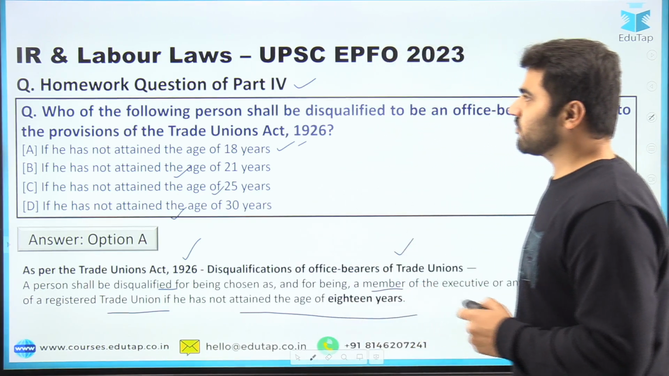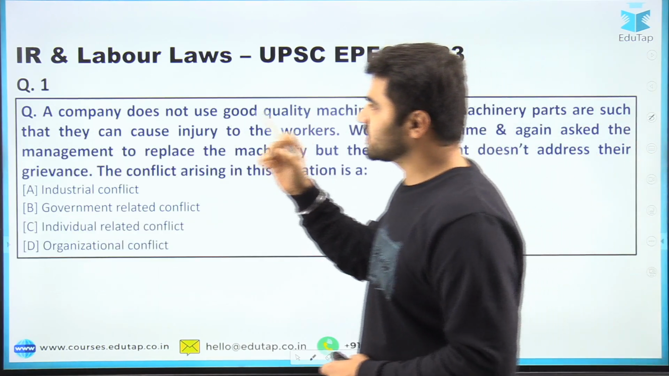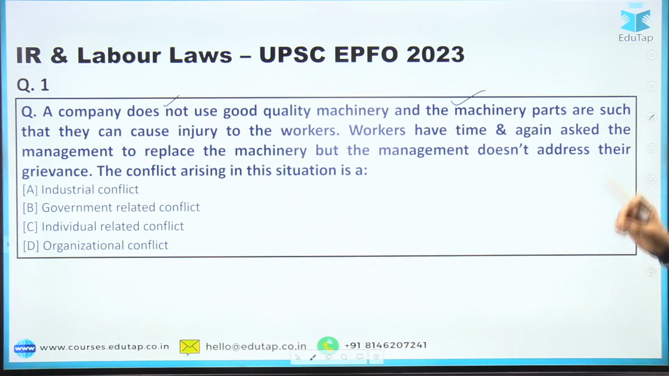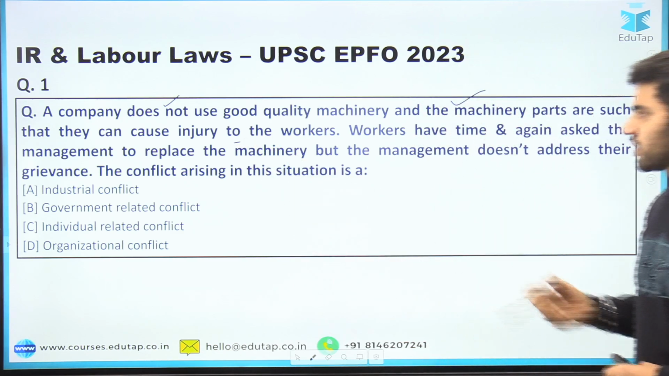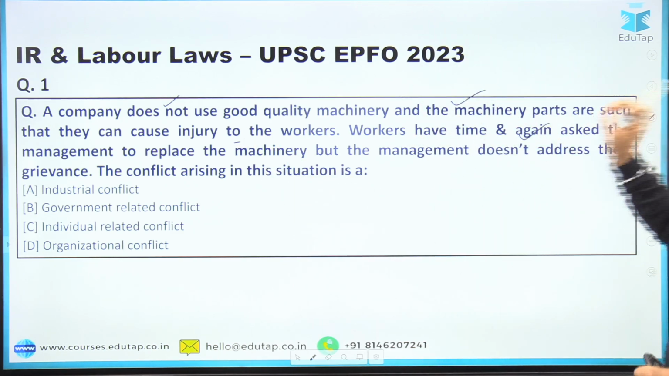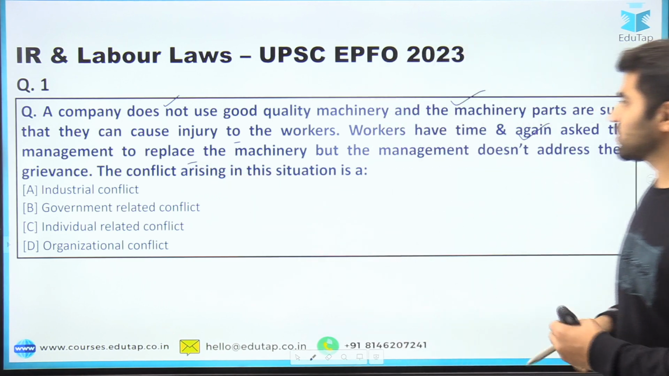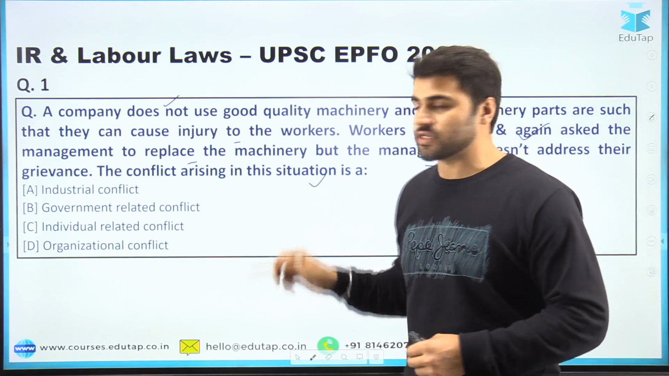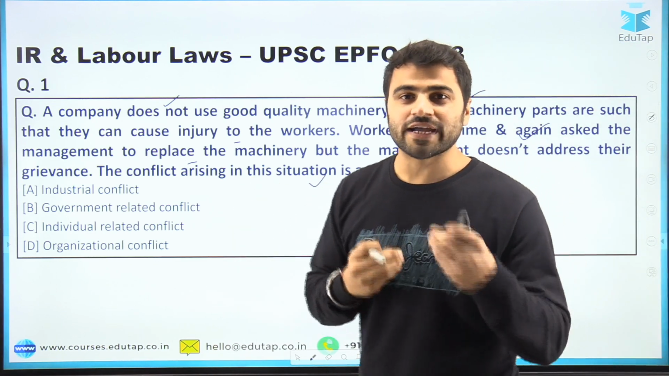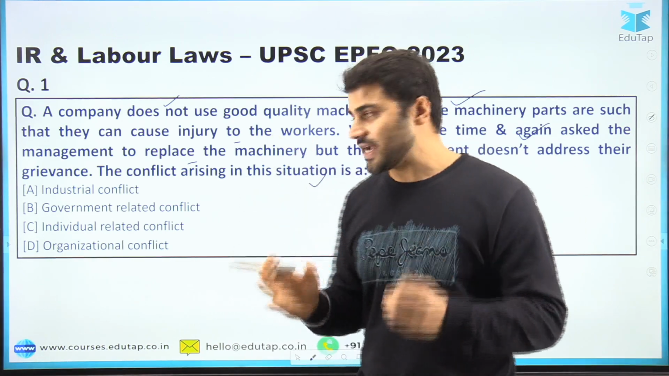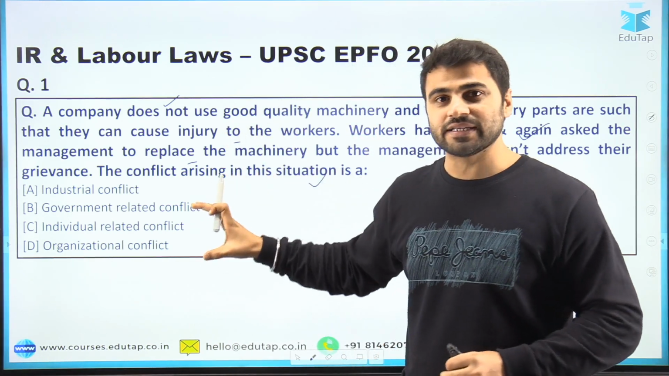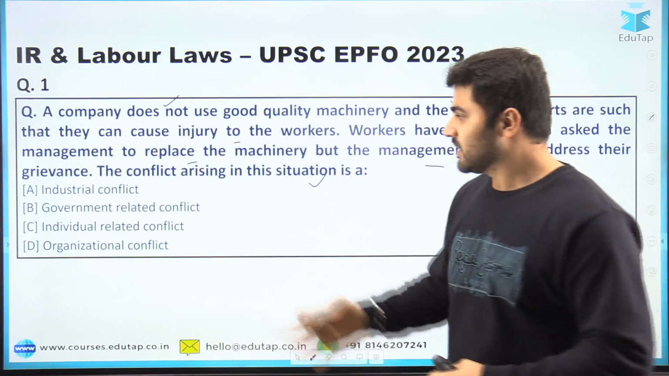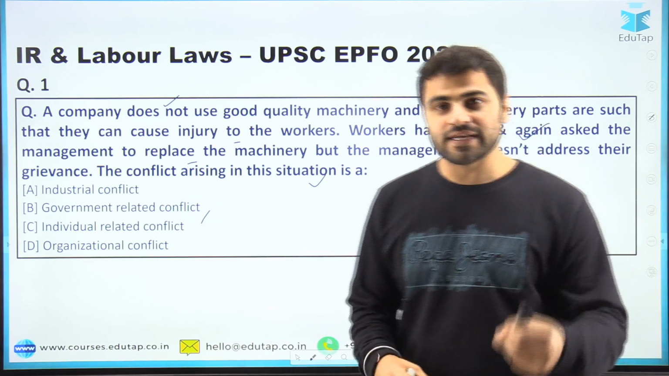Now let's move to question number 1 of this session. A company does not use good quality machinery and the machinery parts are such that they can cause injury to the workers. Workers have time and again asked the management to replace the machinery, but the management does not address their grievance. So the conflict arising in this situation is which of the following? This is the kind of case study which can be asked, so you need to understand the theory and the concept behind it. Your options are industrial conflict, government related conflict, individual related conflict, or organizational conflict.